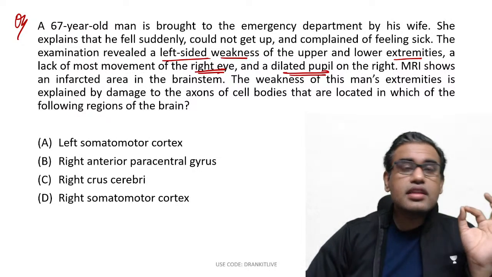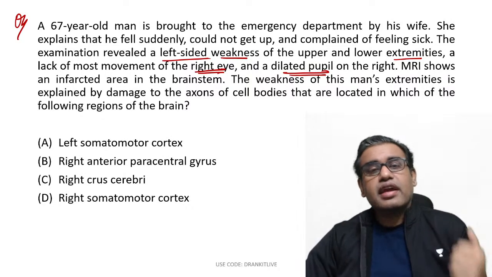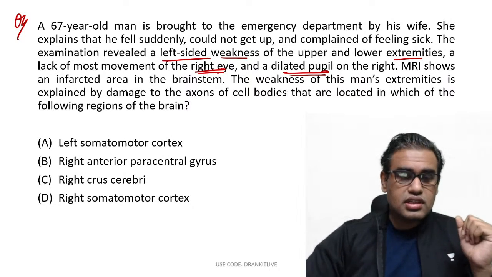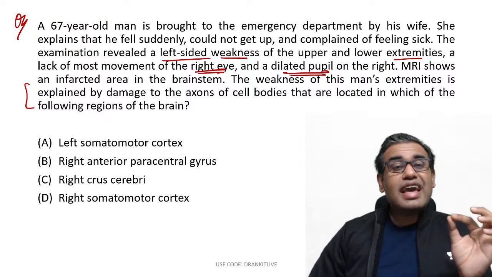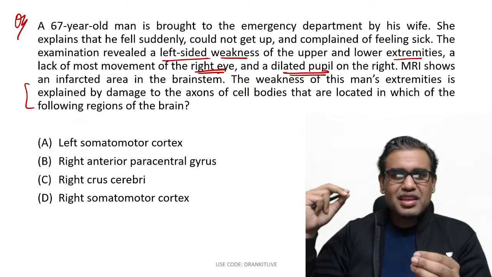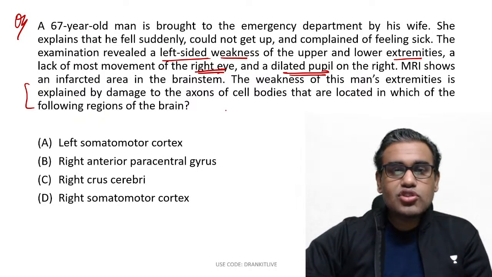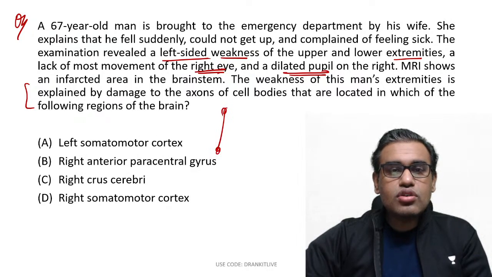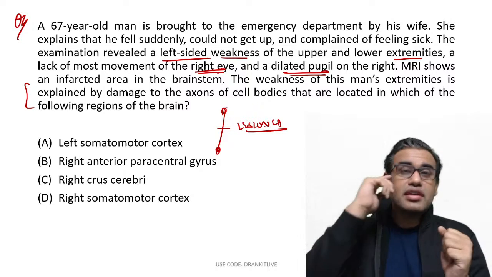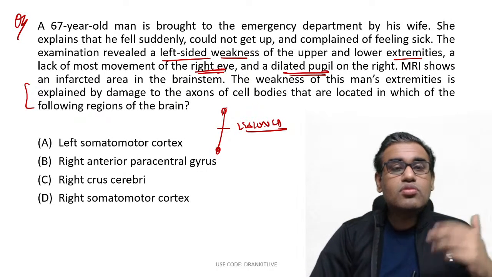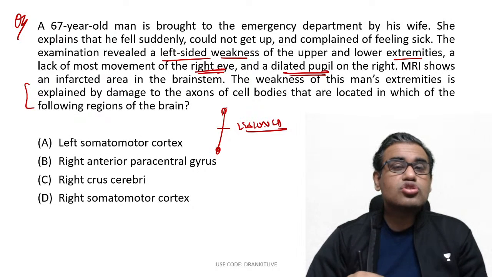MRI shows an infarcted area in the brainstem. The weakness of this man's extremities is explained by damage to the axons of cell bodies that are located in which of the following regions of the brain. So some axons are involved. Where are their cell bodies located, of those axons which are lesioned over here? That is the question. The options are: left somatomotor cortex, right anterior paracentral gyrus, right crus cerebri, or right somatomotor cortex.